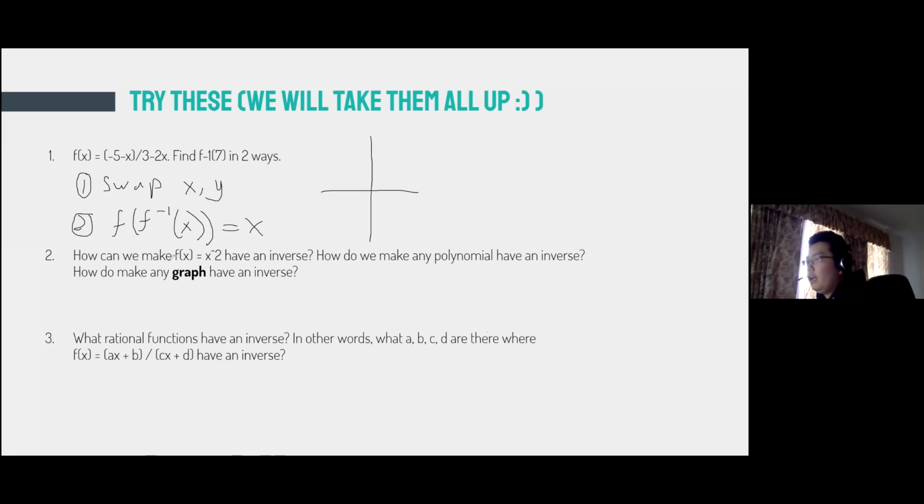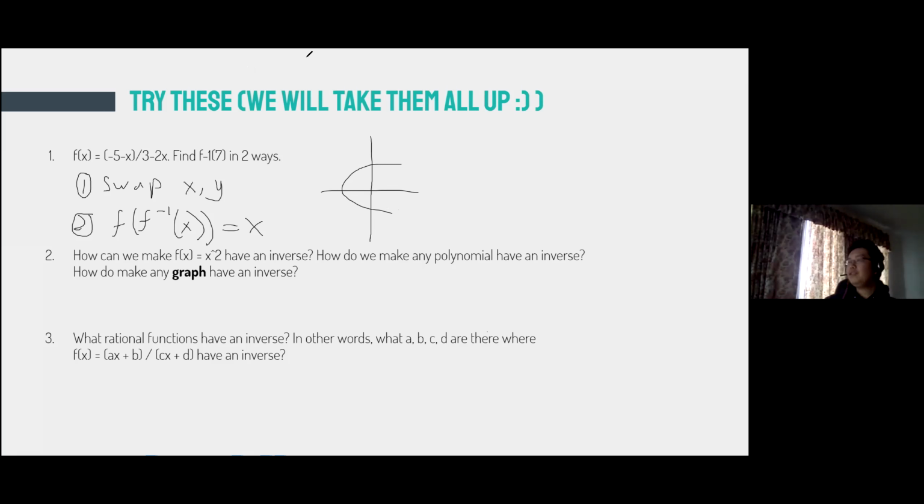But how you make f(x) equals x squared have an inverse is that you restrict the domain. So think about something like this. Or not even have an inverse, just exist. Let's say I want this to be a function. Is this a function? Well, no, because it doesn't pass the vertical line test.